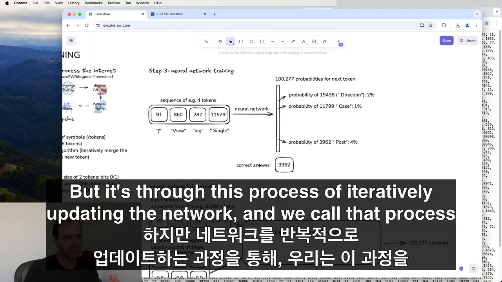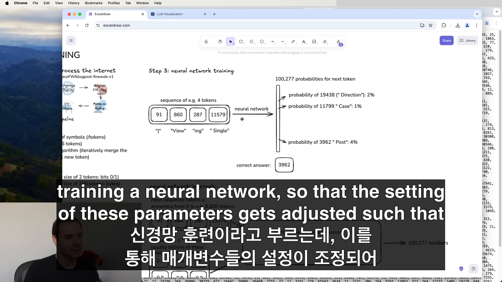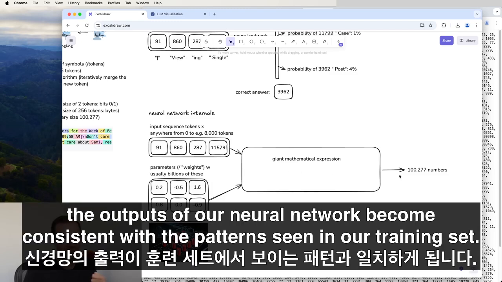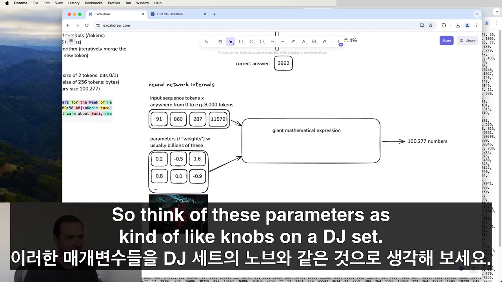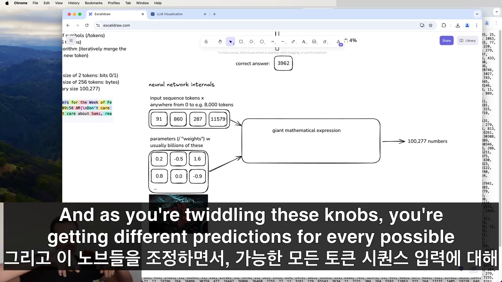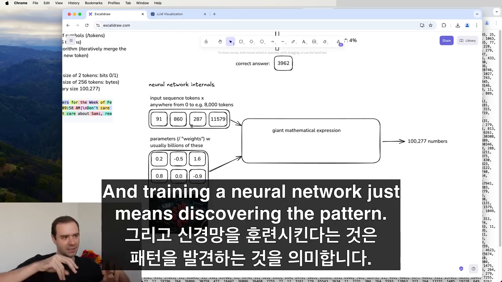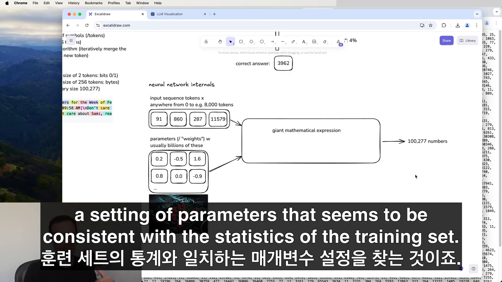But it's through this process of iteratively updating the network, and we call that process training a neural network, that the setting of these parameters gets adjusted such that the outputs of our neural network become consistent with the patterns seen in our training set. Think of these parameters as kind of like knobs on a DJ set. As you're twiddling these knobs, you're getting different predictions for every possible token sequence input. And training a neural network just means discovering a setting of parameters that seems to be consistent with the statistics of the training set.